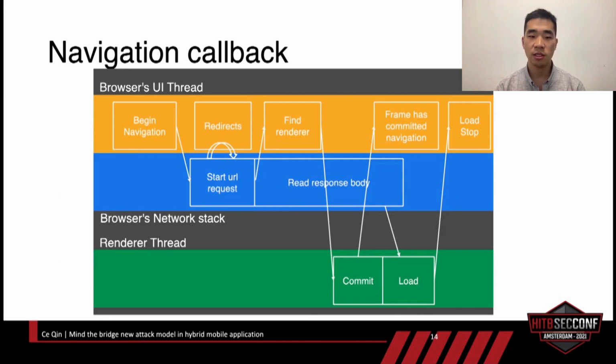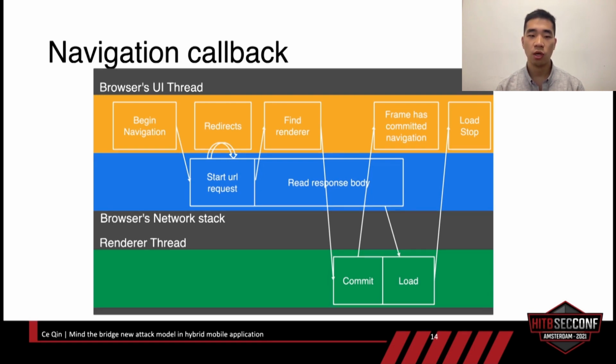Navigation callbacks are invoked during the life cycle of navigation. These diagrams show a part of the timeline of what happens in the navigation. I deleted the initialization and some other steps to make it simple. It starts in the yellow, which means the browser thread, in Android also means the UI thread. In blue, we have the network service, and in green, we have the render thread.